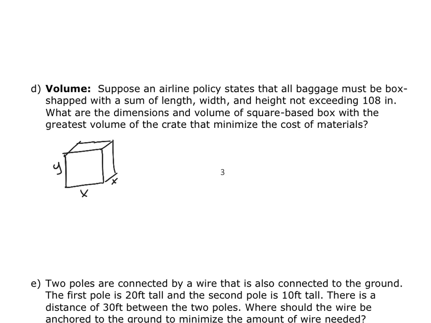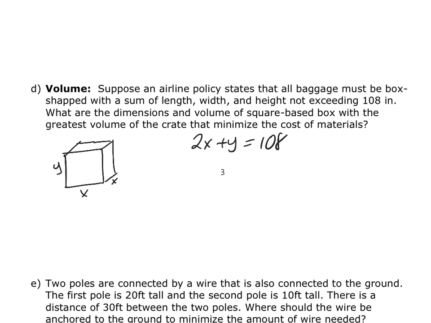What is my constraint equation? What do they all have to do? They all have to have a volume, or they all have to have a sum? What am I doing with this information? They all have to add up to 108. That is my constraint equation. So I have 2 x's plus a y all have to add up to 108 inches. That is my constraint.